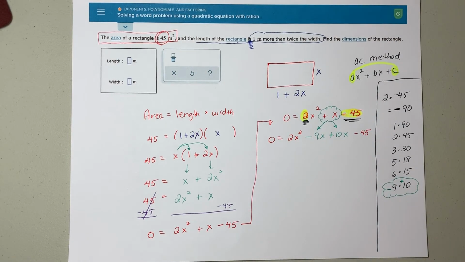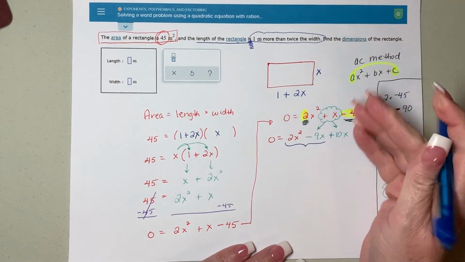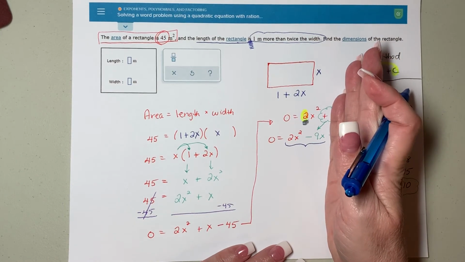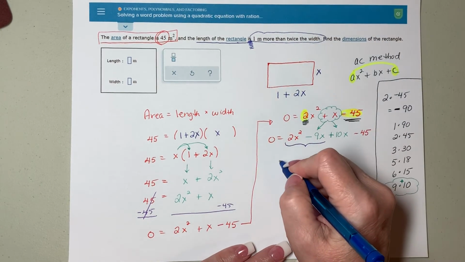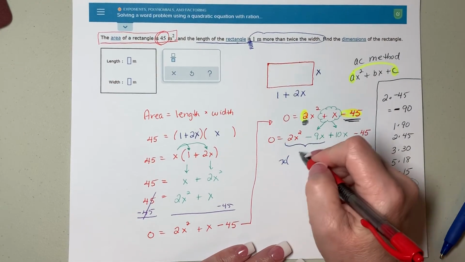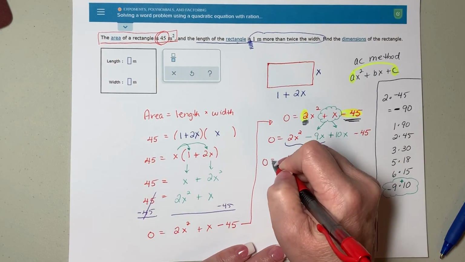So now that I've got 4 terms, I'm going to factor by grouping. I'm going to just look at the first 2 and say, what do they have in common? 2x squared minus 9x. All I can pull out of there is an x. And when I pull out an x, I'll be left with a 2x minus 9.